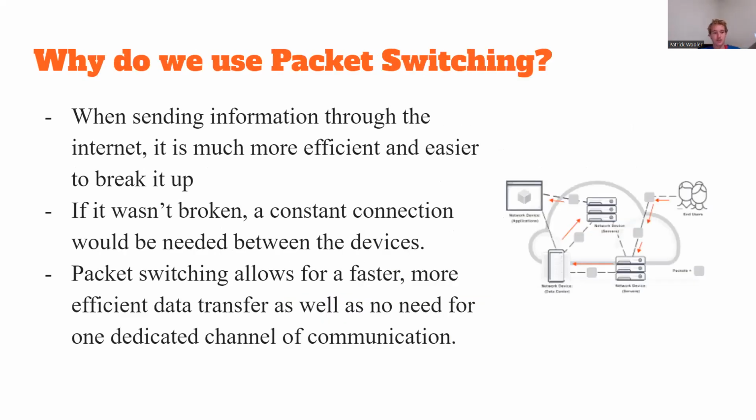So why do we use packet switching if it's more complicated? So when sending information through the internet, it's just much more efficient and easier to break it up. If it wasn't broken up, a constant connection would be needed between the devices. Packet switching allows for a faster, more efficient data transfer, as well as no need for one dedicated channel of communication. Holding a channel of communication can be very taxing because you need the Wi-Fi and the network connection in order to hold it. And if it was cut off, you would lose connection to the other device, and the data transfer would be stopped.